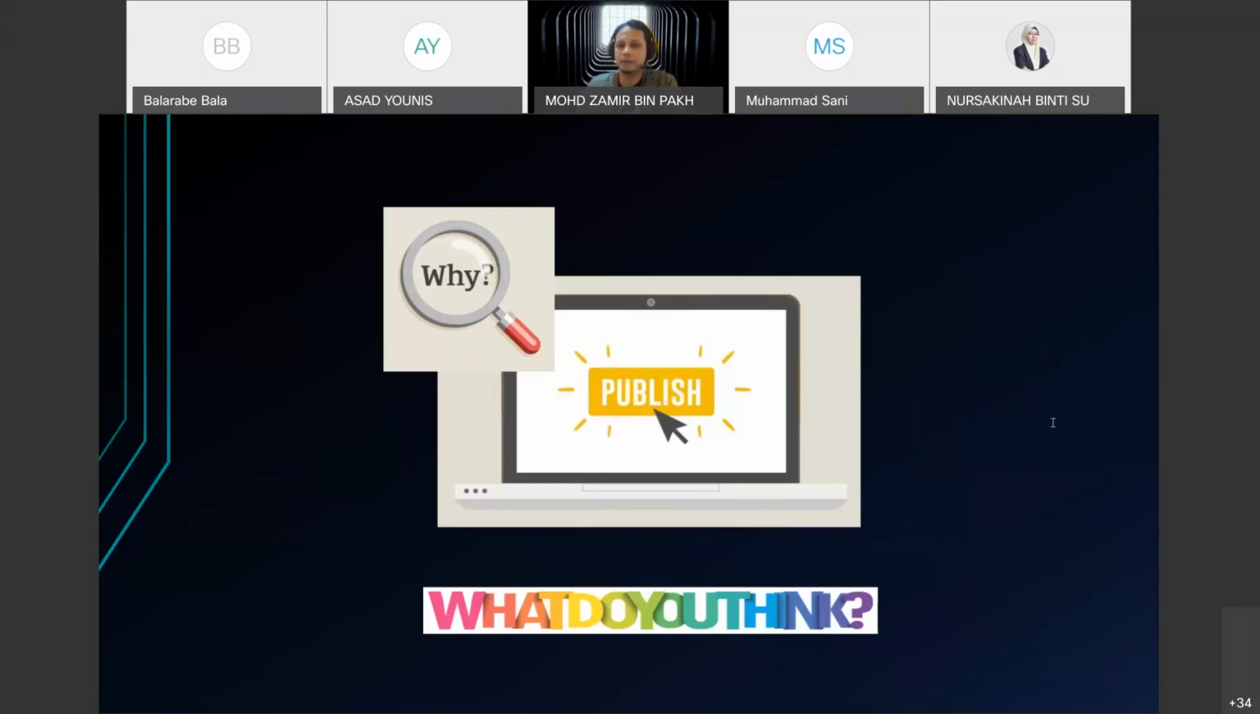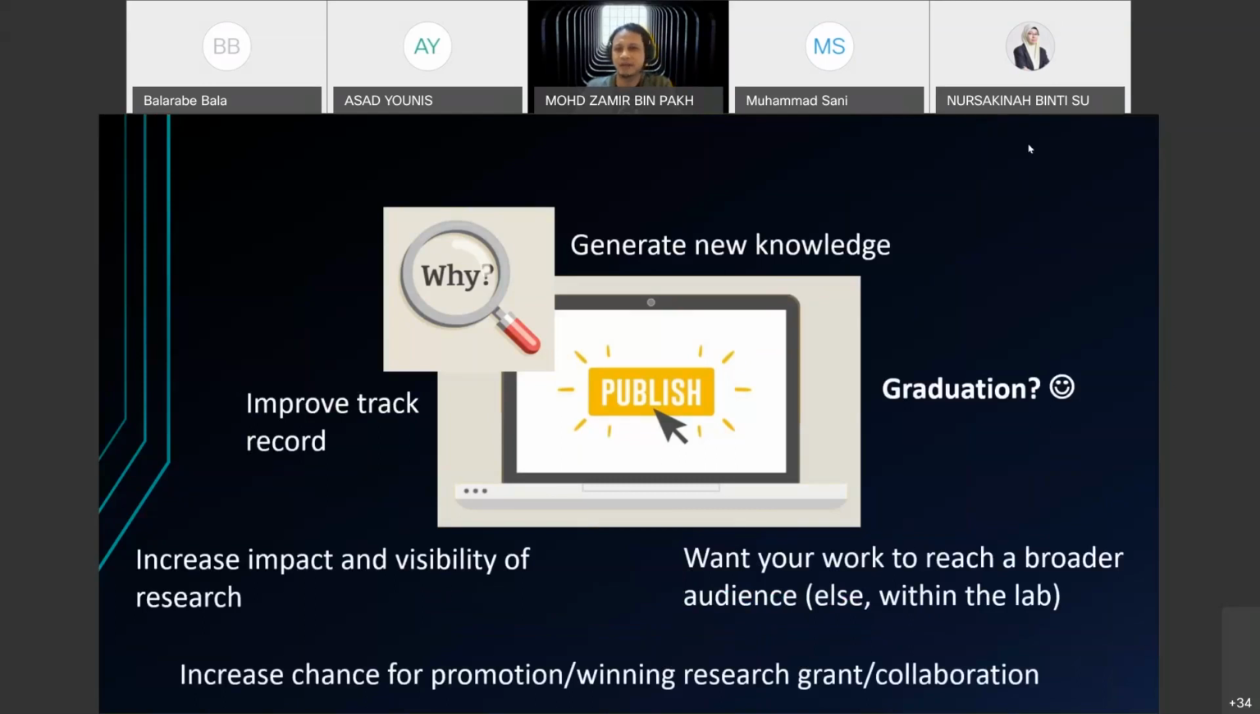Why publish? So you as a student, why publish? You want to graduate, right? To graduate, yes. So that's one of the facts that you cannot deny. Graduation requirement. Okay, and Sakina said, improve capabilities to establish, contribute new knowledge and so on. Okay, good. Generate new knowledge. Why publish? You want to generate new knowledge. You want to contribute your new knowledge to the existing body of knowledge, especially if you're talking about PhD.